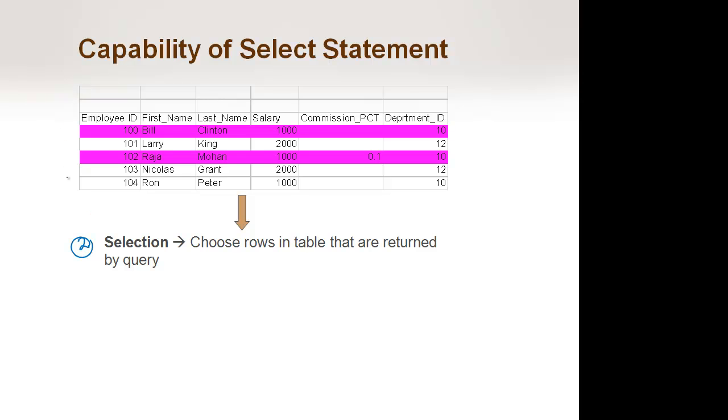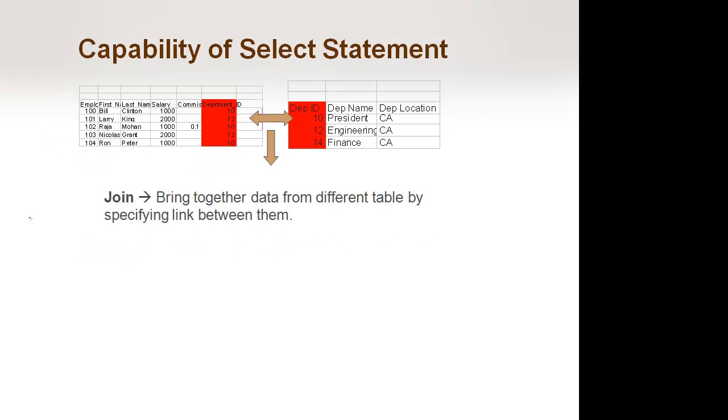The second capability is selection. So out of this whole table, we are just going to do a selection of two rows, the first two rows. And then we'll see how we are going to do this select, and how we filter a number of rows based on the filtering condition, or popularly known as the where clause.